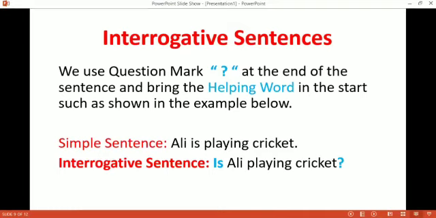Okay, children, you have to keep 2 points in your mind. What are those? First, you have to take out the helping verb which is used in the sentence, and write that helping verb at the start of the sentence. And secondly, you have to write the question mark at the end of the sentence. If any proper noun is used in the sentence, you will write that proper noun with a capital letter, and you will write the helping verb with a capital letter, because now it will become the first letter of your sentence.